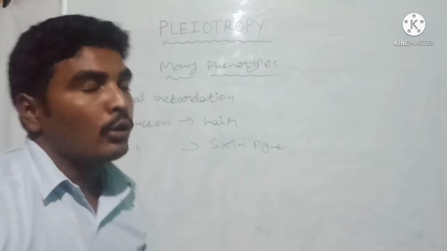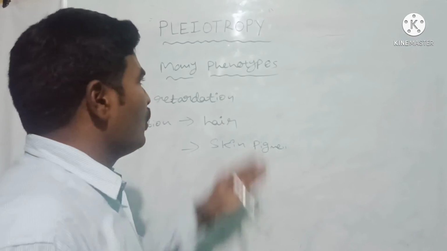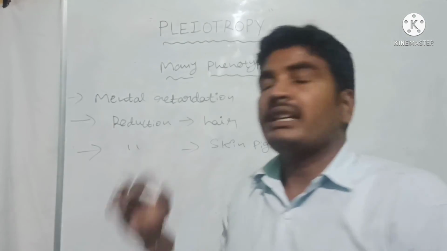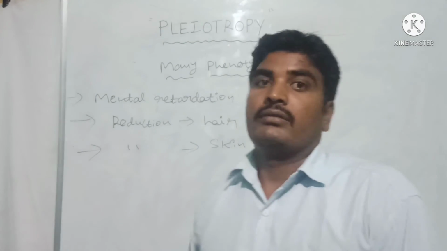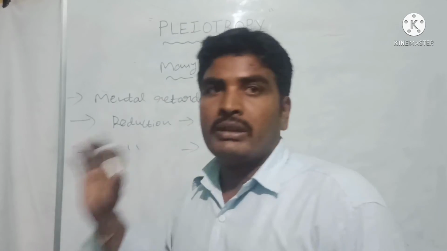So, what is pleiotropy? What I said: one gene can control more phenotypes. It is called pleiotropy. Now, this is the human example.